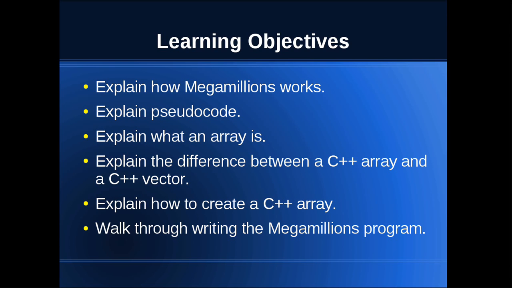Okay, the learning objectives for today's lecture. We'll explain how the Megamillions lottery works. We'll explain pseudocode. We'll explain what an array is. We'll explain the difference between a C++ array and a C++ vector. We'll explain how to create a C++ array. And then the final bonus is we'll walk through writing the Megamillions program.